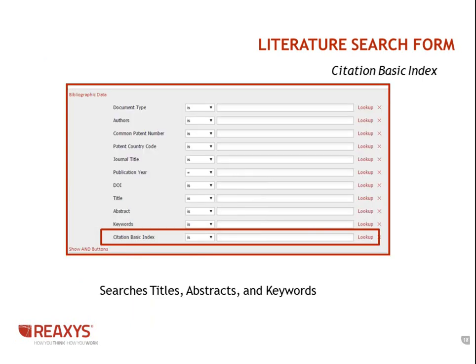But the Citation Basic Index field searches titles, abstracts, and keywords. It is a great way to do a topic search. It's very similar to the way Ask Reaxys can do a topic search. However, the Citation Basic Index field allows you to use data operators and wildcards. There are some examples on the next slide.